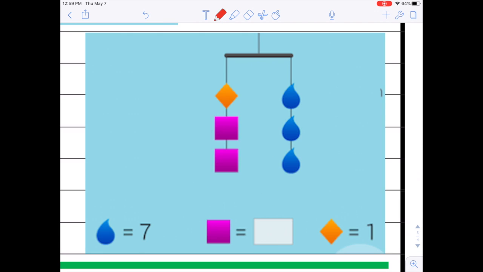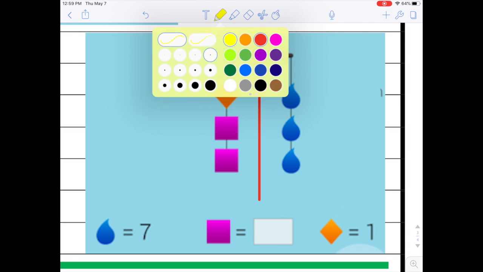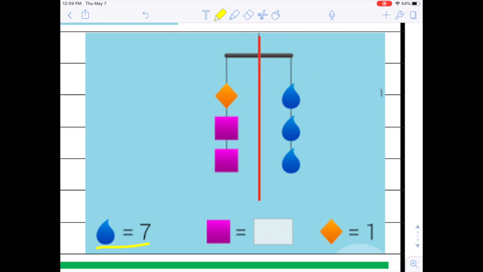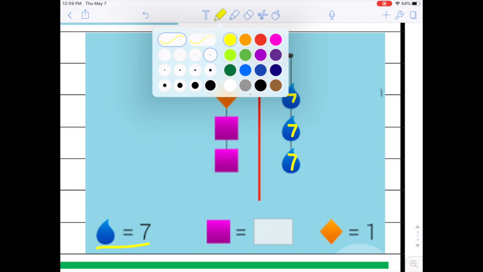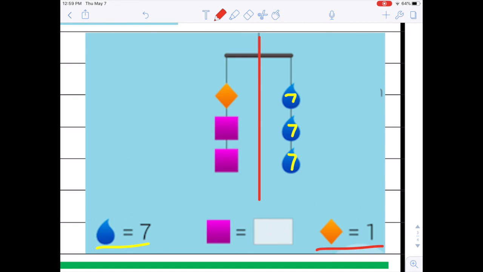Our final problem, go ahead and draw a line down the middle. Let's figure out the information we have. Again, there's 3 different shapes to look at. This blue teardrop is worth 7. So let's put it in there, 7. This orange diamond is worth 1. And this pink or purplish kind of square, we don't know yet. So we need to figure that out.